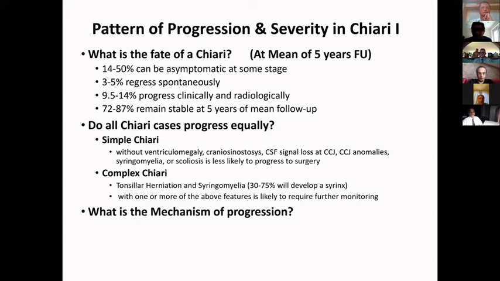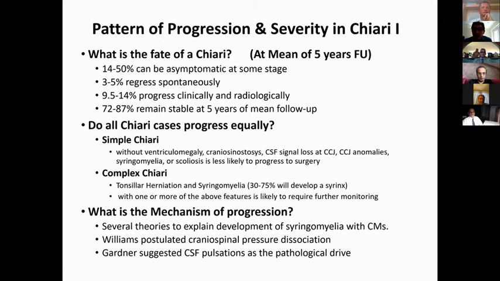And what is the mechanism of progression? Well, a lot of theories, because this is not very well understood, how a hindbrain hernia, for example, will develop a syrinx or a scoliosis. The commonest and most well accepted will be Bernard Williams' postulation of a craniospinal pressure dissociation, or Gardner's suggested CSF pulsation as pathological drive to progression of hindbrain hernia and syringomyelia.